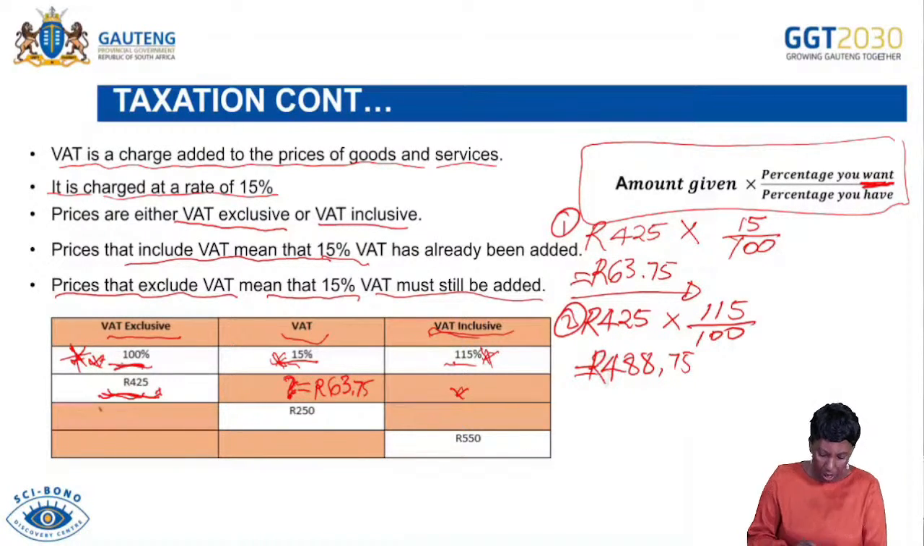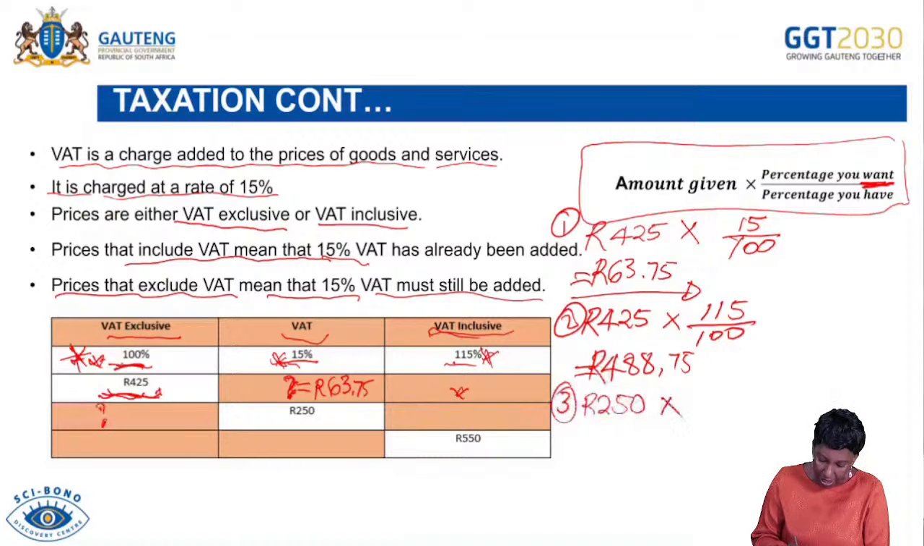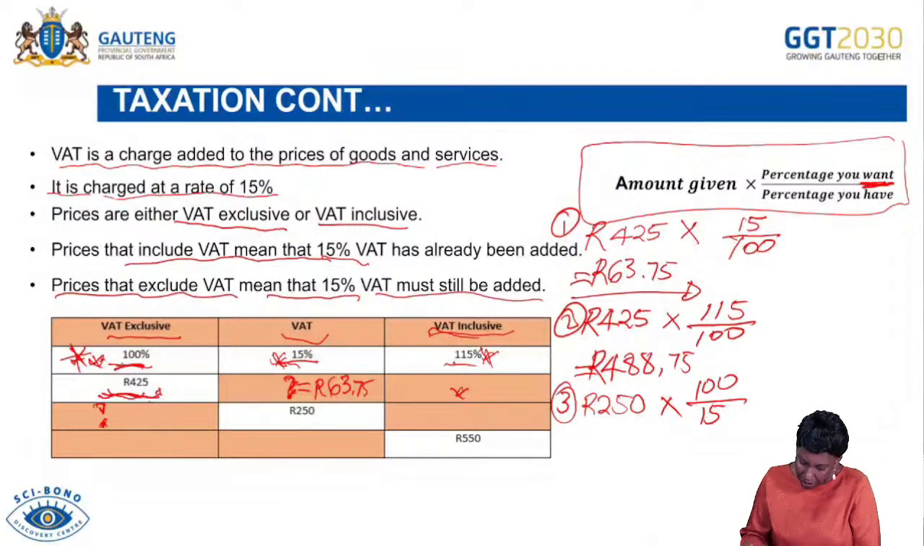Let's quickly go to the next one now. The number 3, this one, we want the 100%. Now let's see the amount given here. For number 3, we are given 250. That is the amount given. And what do I want? Let's start with the 100%, because it's not there. It means I want the 100%. And then what percentage do I have? I have the 15%. So I'm looking for this one. I'll simply say 250 multiplied by 100 divided by 15.